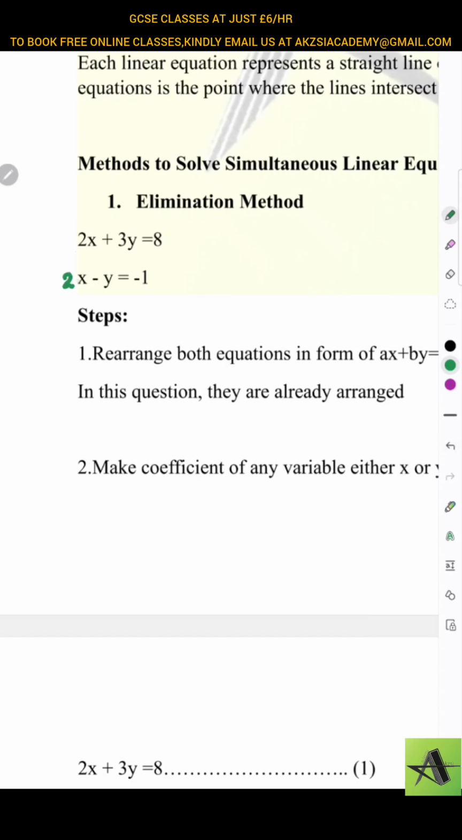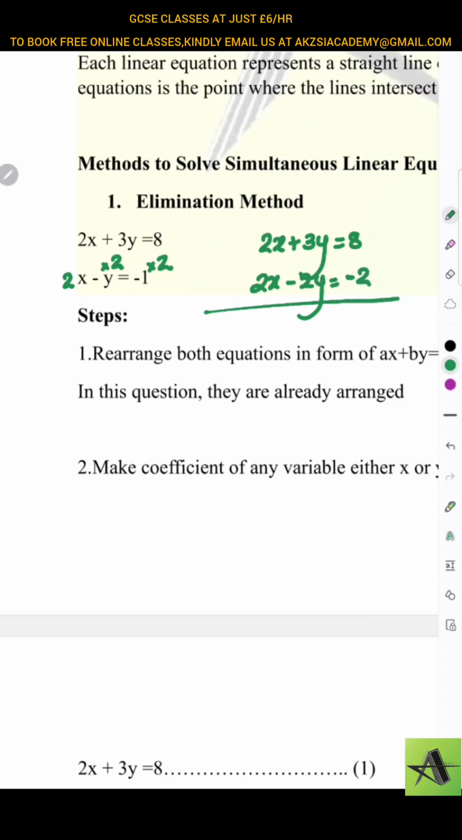But maths won't allow me to do such a thing. If I'm doing anything to one term, I have to do it to every term. That means I need to multiply this with 2 as well and this with 2 as well. So now my new equation will be: the above one will remain as it is and the below one will become 2x minus 2y equals minus 2.